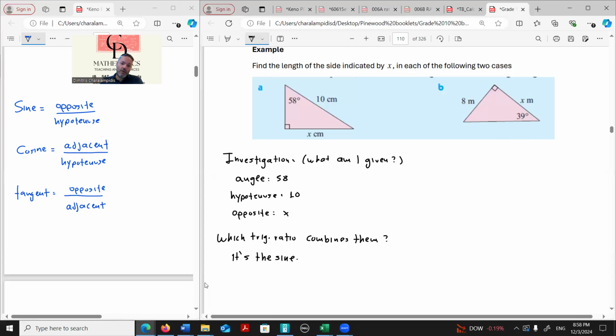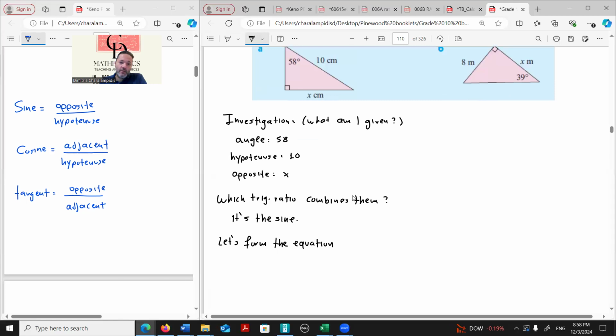So let's form the equation. Sine of 58, which is the sine of the angle, is the opposite, which is x, over the hypotenuse. And now let's use the calculator.